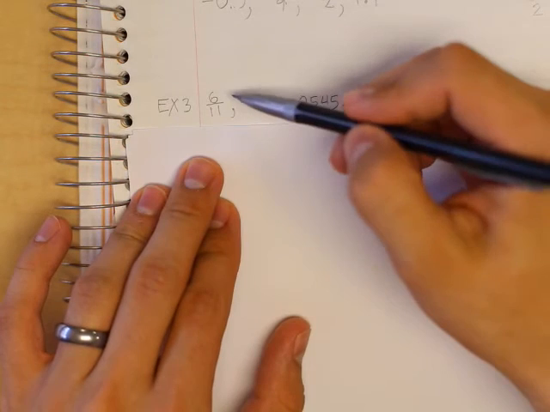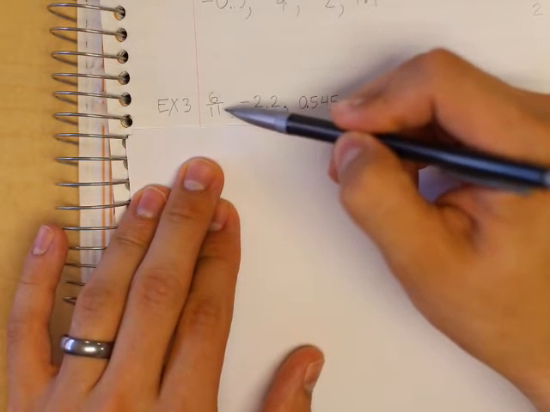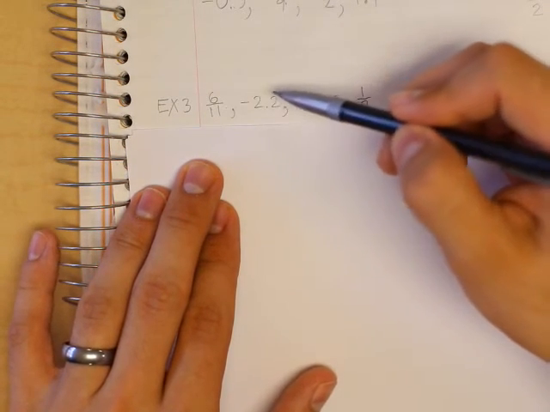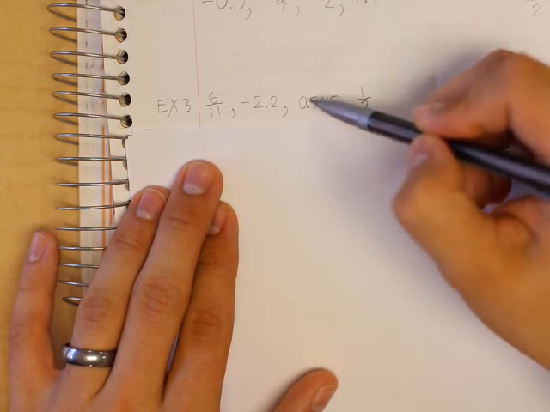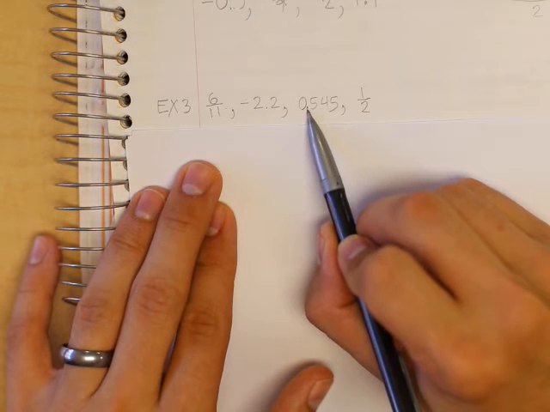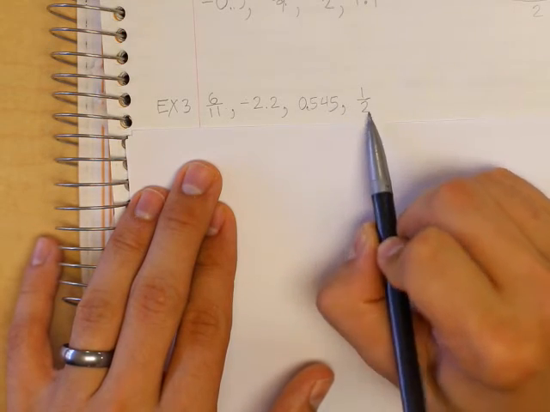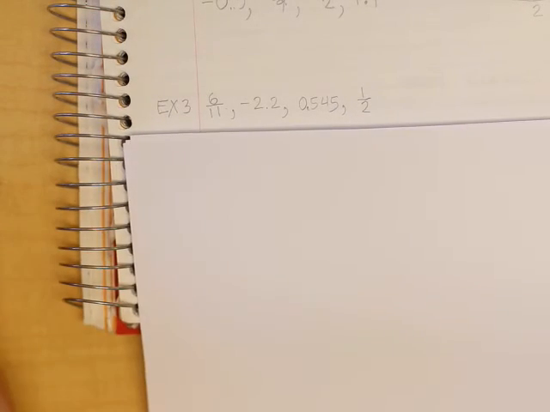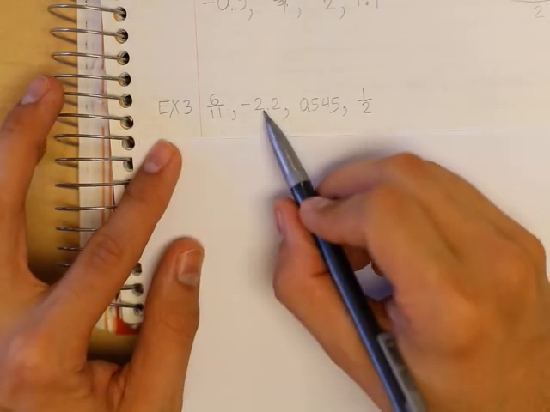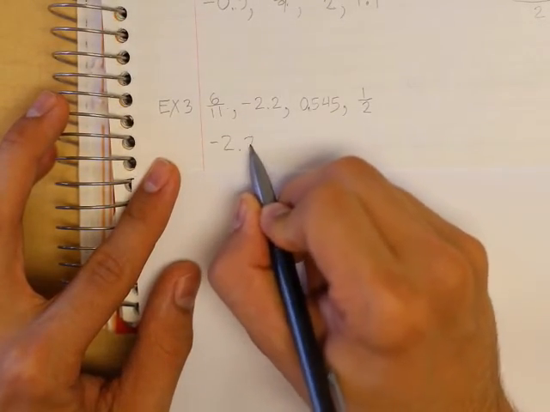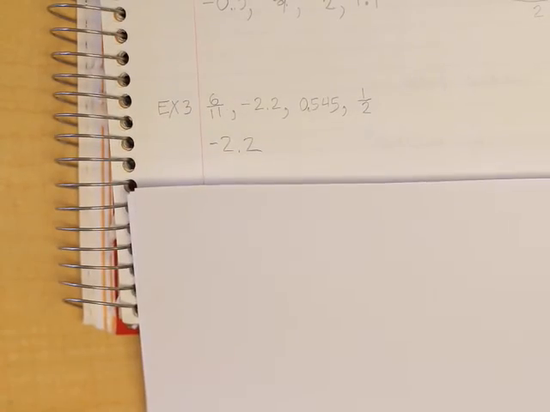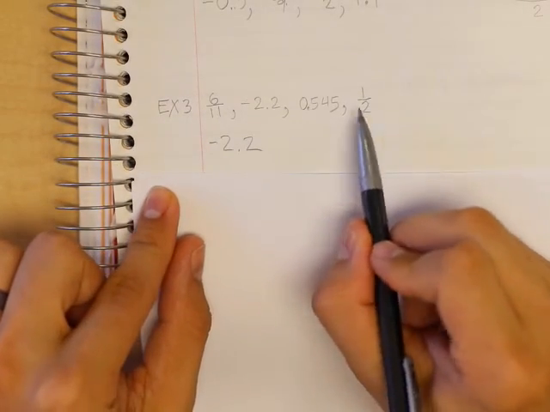Here we have 6 over 11, and here we have negative 2.2. We have, what is this right here? This would be what? 0.545 and then 1/2. Obviously, you should be able to do one of these numbers right away. You should be able to say, oh, there's a negative, and the rest are all positive. So this one is obviously the least. So you can go ahead and put that one first. Boom, you got that one done, okay? Now you just gotta figure out how the rest of these work.